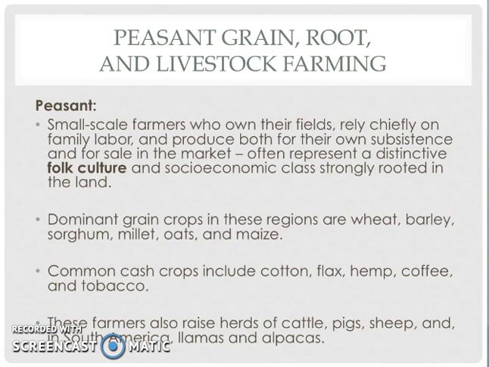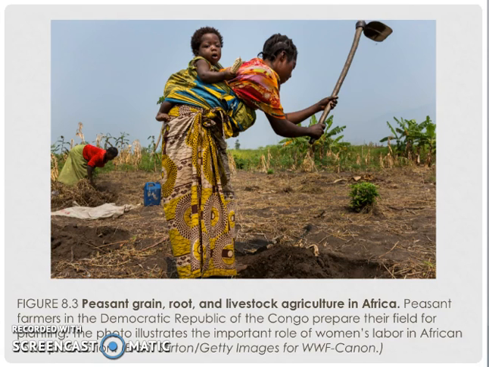Dominant grain crops in these regions are wheat, barley, sorghum, millet, oats, and maize, plus lots of vegetables and fruits as well. Common cash crops are cotton, flax, hemp, coffee, and tobacco. These farmers also raise herds of cattle, pigs, sheep, and in South America even llamas and alpacas. Here's a picture of a peasant woman in the Democratic Republic of the Congo, her child on her back, illustrating the importance of women's labor in African food production. There's no time out for child rearing.